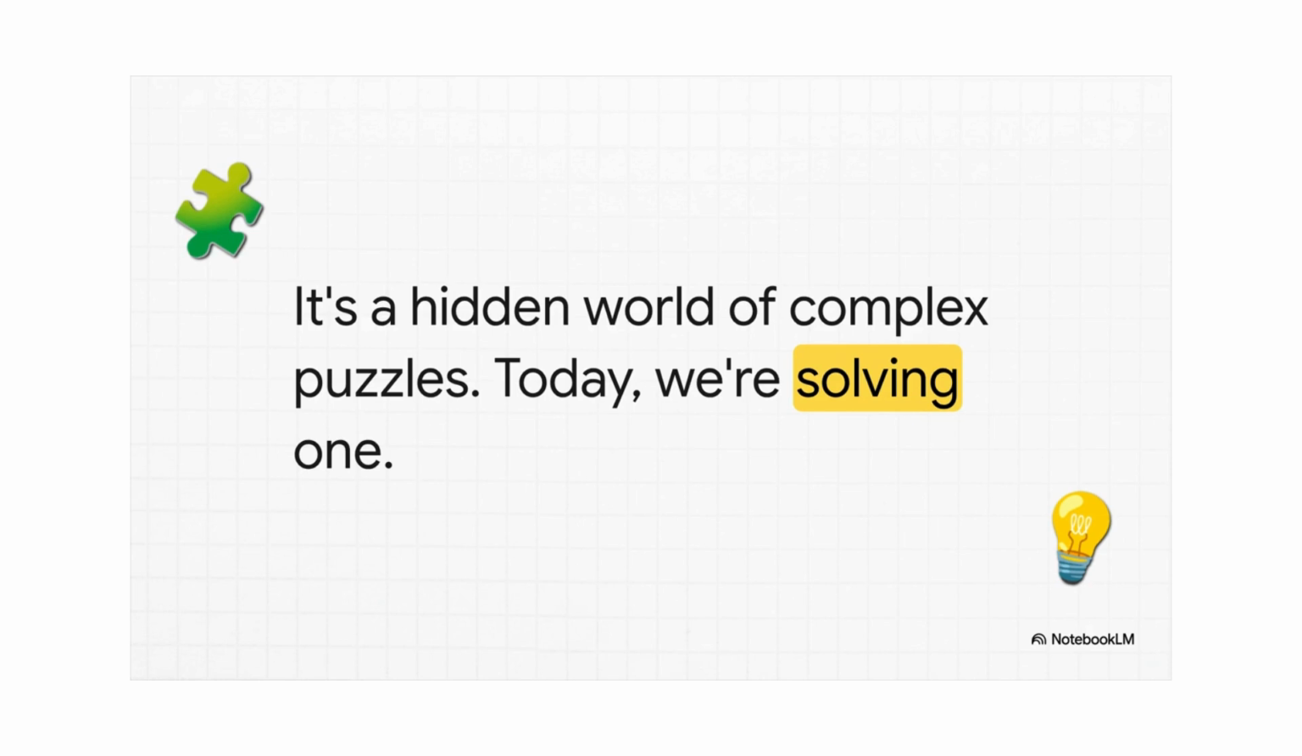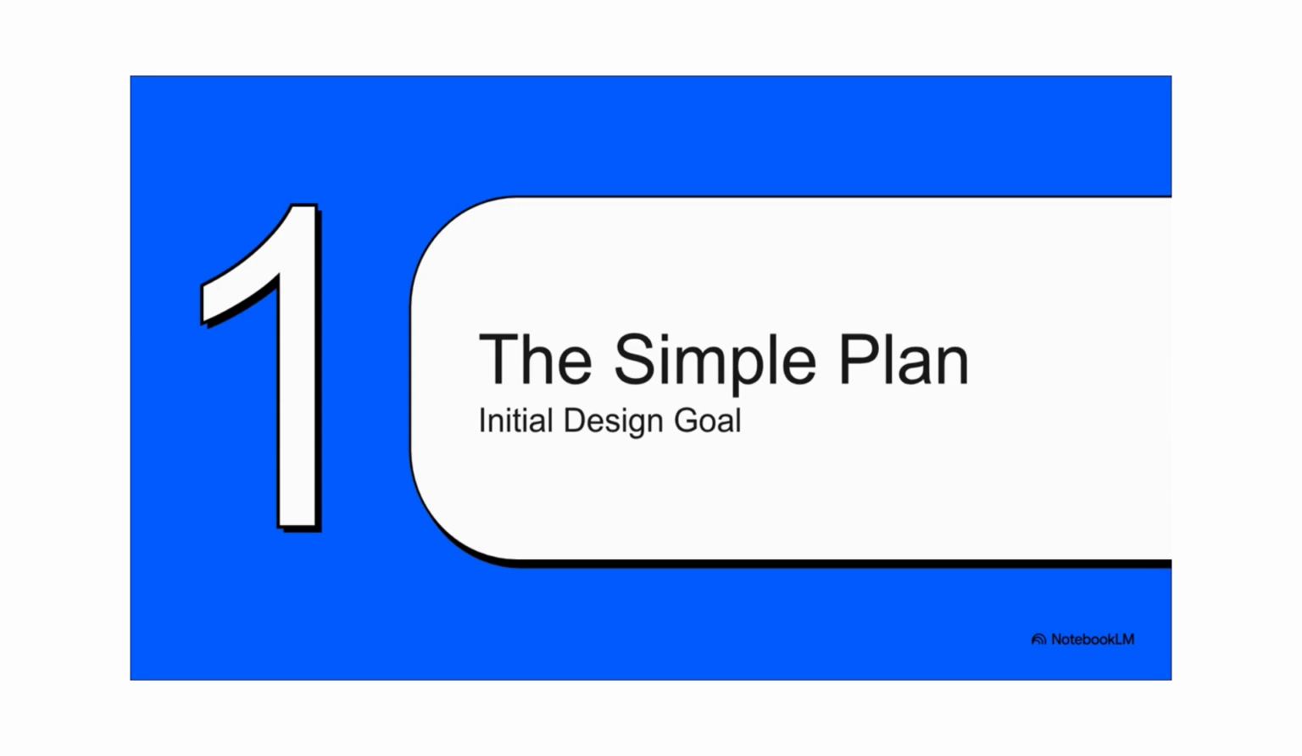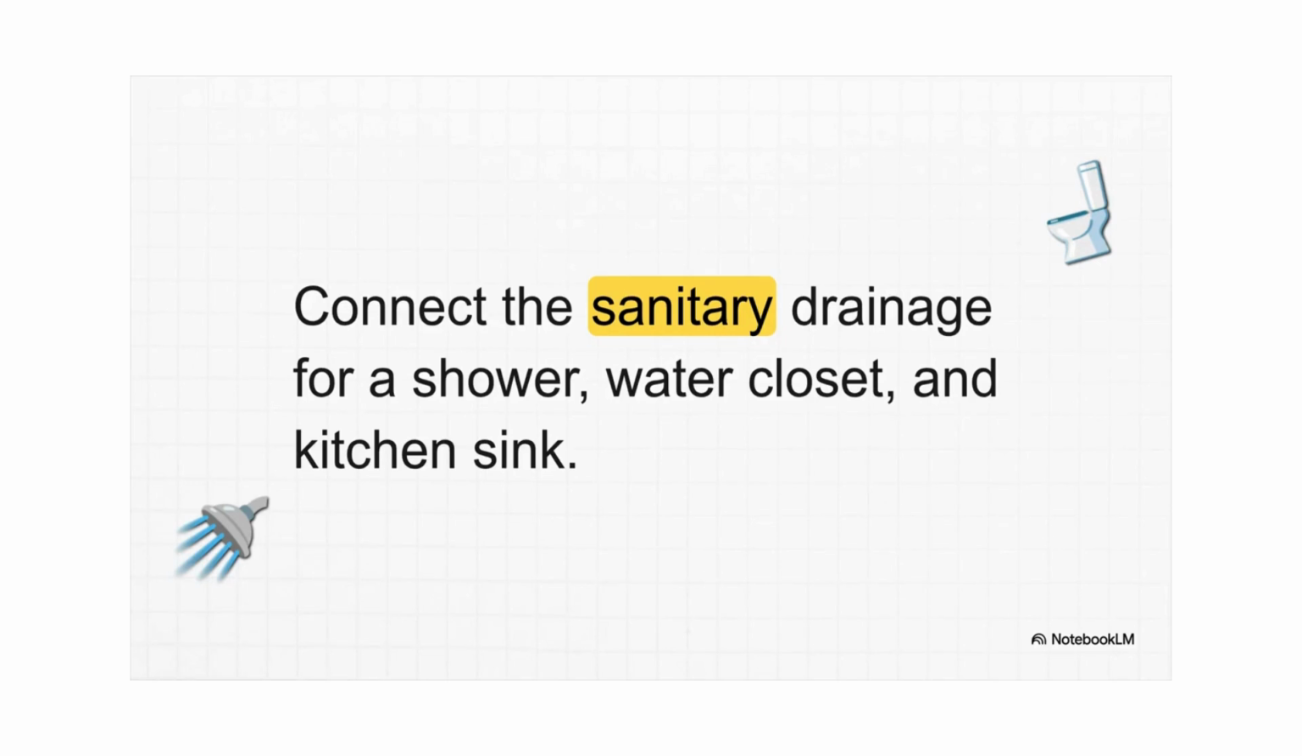Okay, let's jump in. All right, so every design project starts with a goal. And in this case, the initial plan seems, well, perfectly straightforward. So, here's the mission, right? Connect the drainage for 3 essential fixtures: a shower, a toilet, and a kitchen sink. You look at it on a blueprint, it just looks like you're drawing a few lines. I mean, how hard could that possibly be?